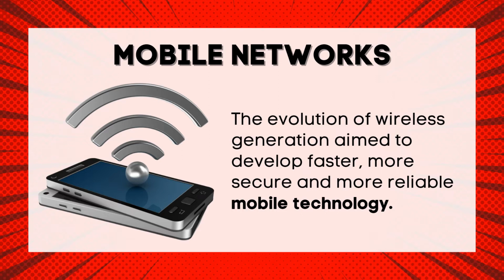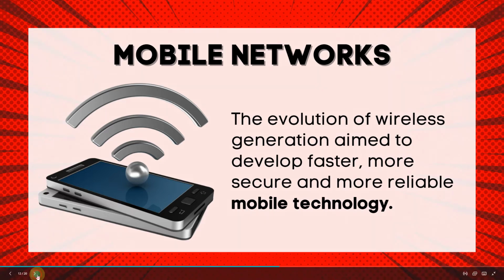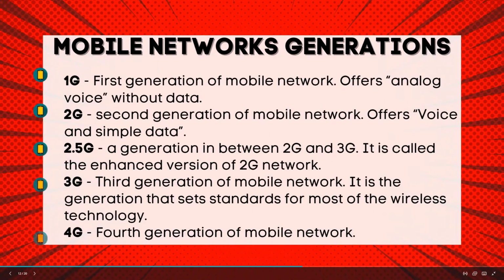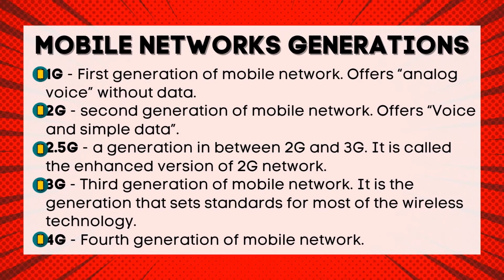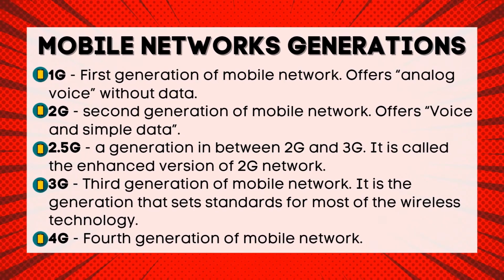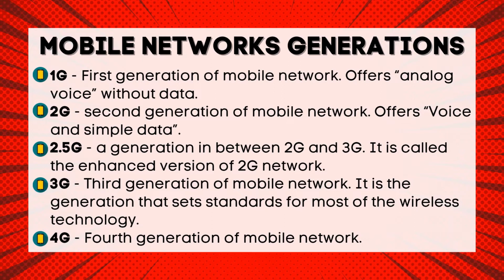So, let's talk about the generations of mobile network. We have here 1G. The first generation of mobile networks offers analog voice without data. It uses analog transmission for speech services that is only within the country. The second mobile network generation is 2G. The second generation of mobile network offers voice and simple data. It transported data using digital format.